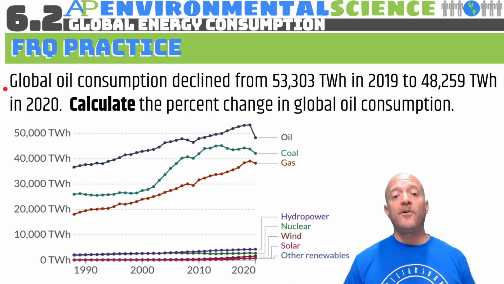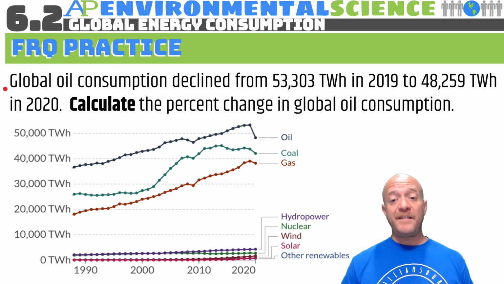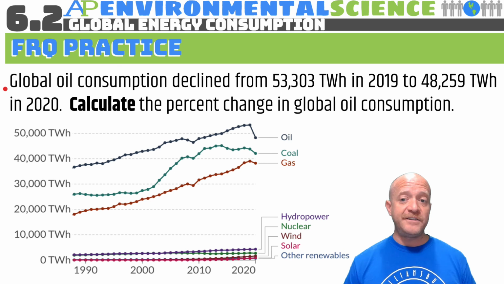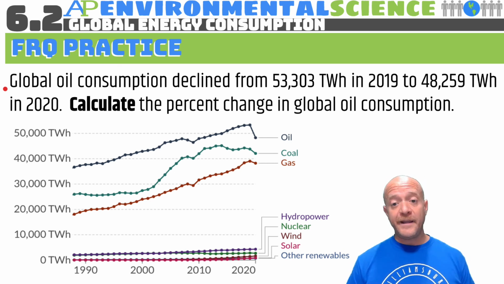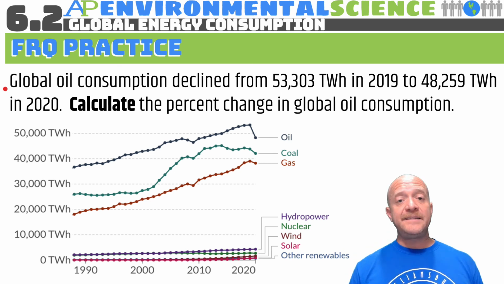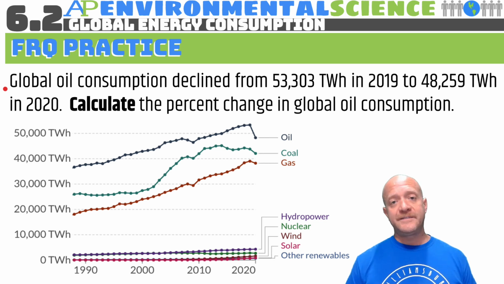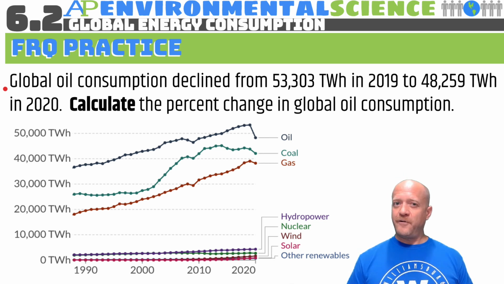The question reads, global oil consumption declined from 53,303 terawatt hours in 2019 to 48,259 terawatt hours in 2020. Calculate the percent change in global oil consumption. This is a fairly straightforward question.